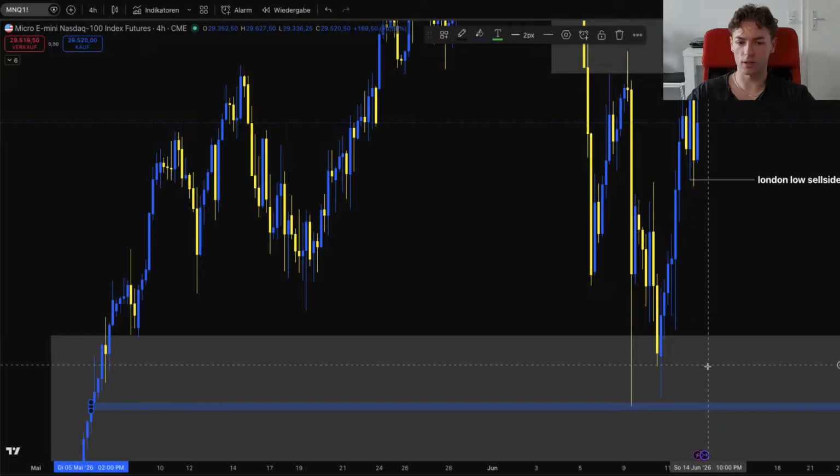It's a significant one, and look how price is respecting. It's trading all the way back down in this and then reverses from there.